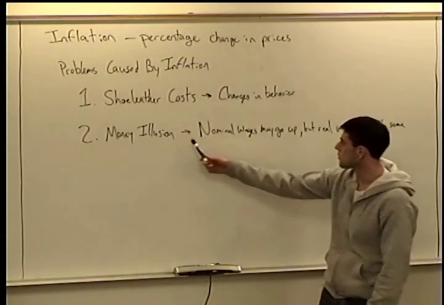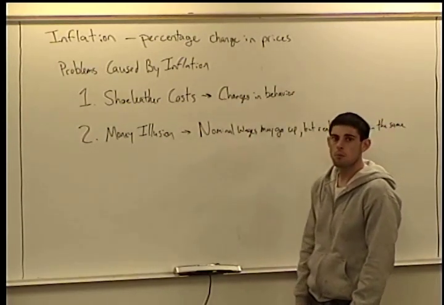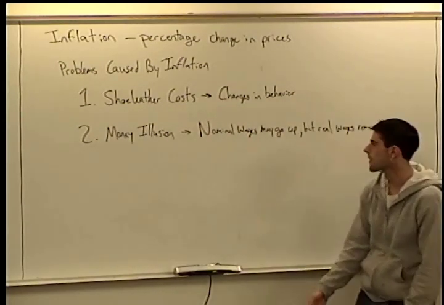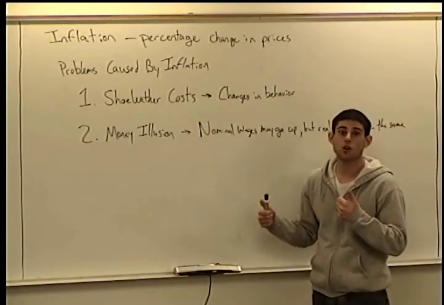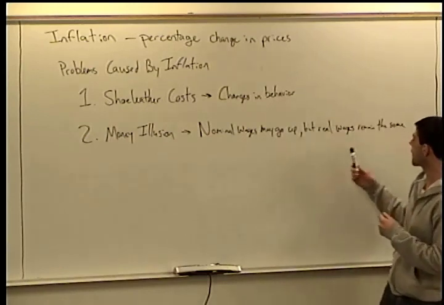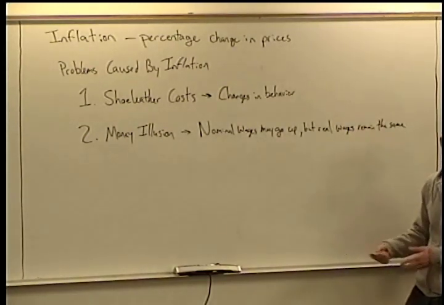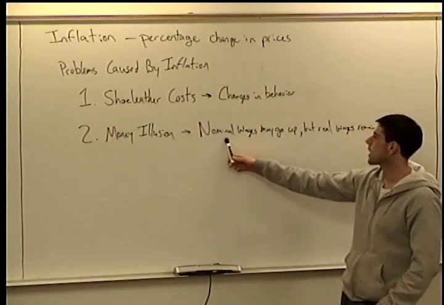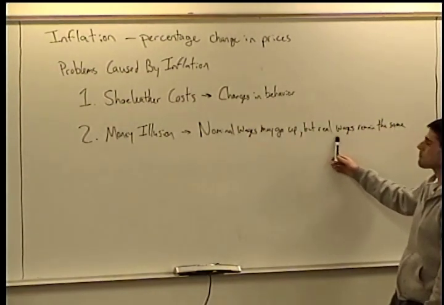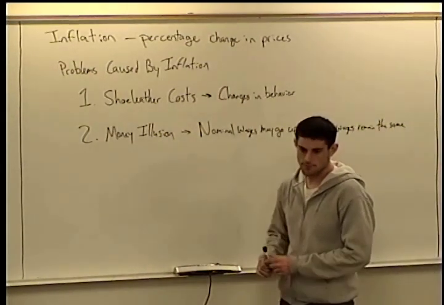And so people get the illusion that their purchasing power goes up because their nominal wages are going up. But what's actually happening is that even though their nominal wages are going up, the prices of the things they buy are going up as well. And that means that the purchasing power of your wage, the real wage, has remained the same or maybe declined. Even though it looks like we're making more money in nominal terms, what we can buy with that money has remained constant, and we call that the money illusion.